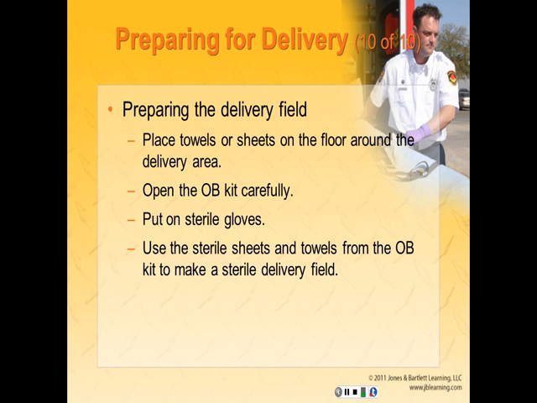Place one sheet or towel under the patient's buttocks and unfold it toward her feet. Wrap another sheet behind the patient's back and drape over each thigh. Drape another sheet across the abdomen.